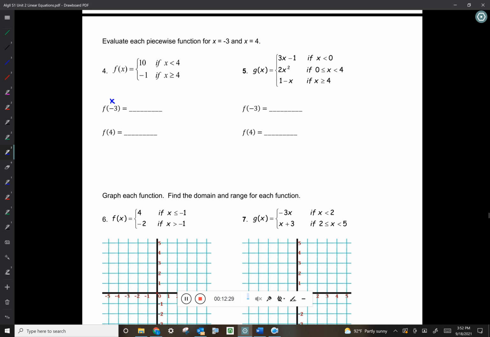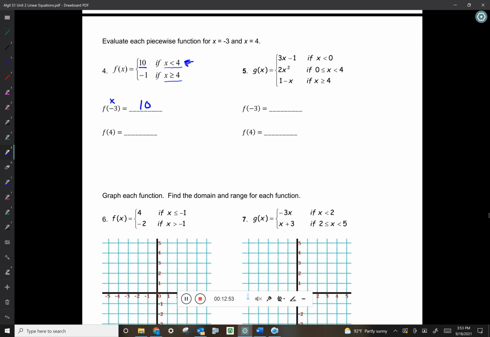Well, you look over here. I'm going to use the first equation when x is less than 4, and I'm going to use the second equation when x is more than 4. Well, if x is negative 3, that's definitely less than 4, isn't it? So that means I'm going to use the first equation. So if I plug a negative 3 everywhere I see an x, you'd say, oh, well, there aren't any x's. You're right. So all I have is 10.